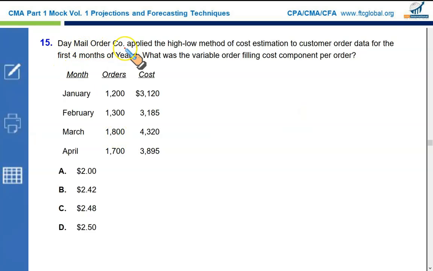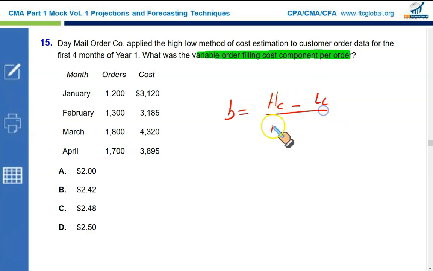Day Mail Order Company applied the high-low method of cost estimation to customer order data for the first 4 months of year 1. What was the variable order filling cost component per order? In other words, you need to find B. B is equal to the highest cost minus the lowest cost upon the highest activity minus the lowest activity.